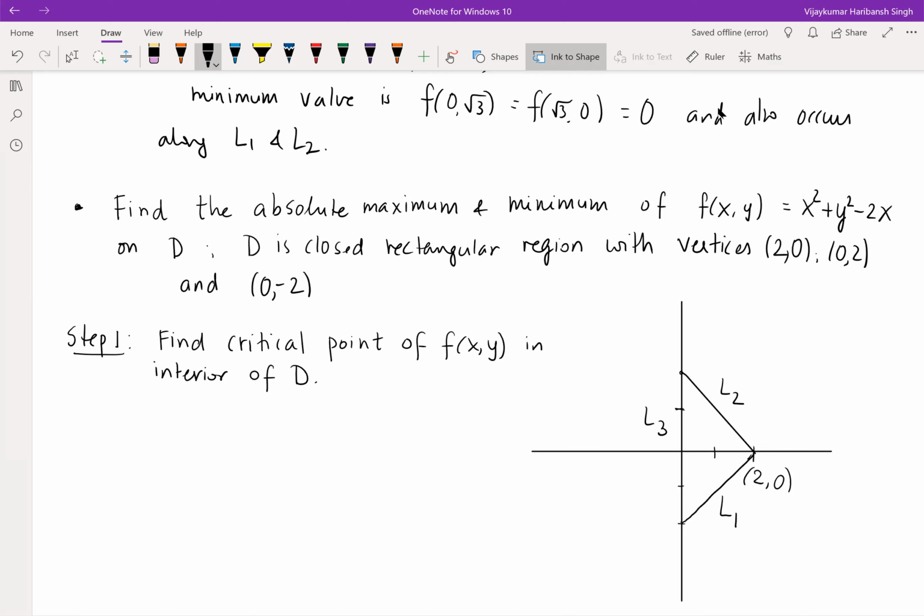So we'll do fx, which is 2x minus 2, and fy, which is 2y. So fx equals to 0 implies x equals to 1, and fy equals to 0 implies y equals to 0. So therefore, consider 1, 0 is a critical point.